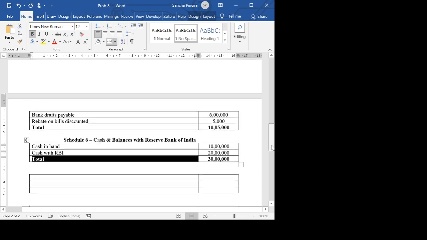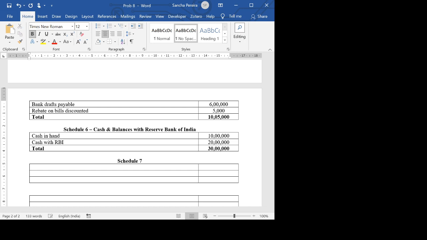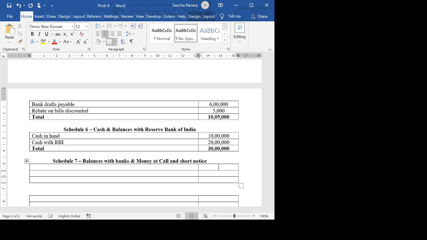Then we move on to Schedule 7, balances with banks and money at call and short notice. Here money at call and short notice is given first, but since balances with other banks comes first, we'll write that first. And here we have cash with SBI. Just to try and maintain the format, cash with SBI, 20 lakhs. And you also have money at call and short notice, which is 45 lakhs. So 20 plus 45 comes to 65 lakhs.